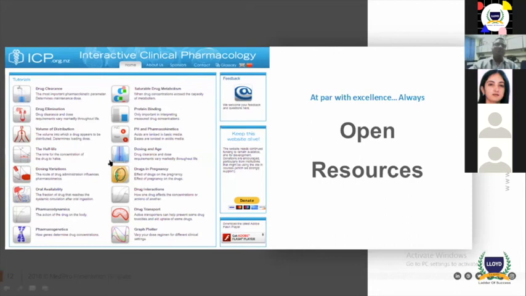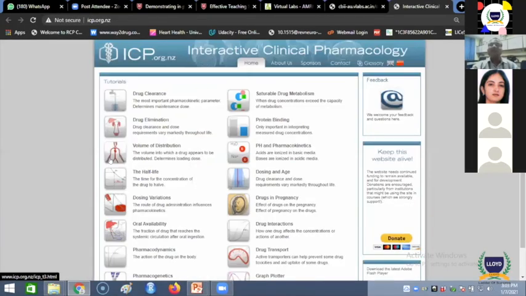Let me take you to this particular resource. This is for the practical of pharmacology, where pharmacokinetic parameters are to be explained to the students. All those parameters have been very nicely presented in an interactive manner in this interactive clinical pharmacology. You have to just go to icp.org.nz, and there you will get all these details. Just let me take you to one of these interactive demonstrations.